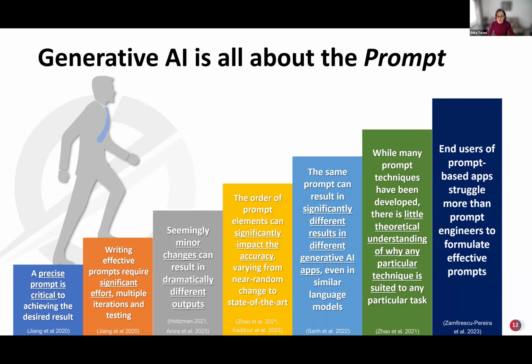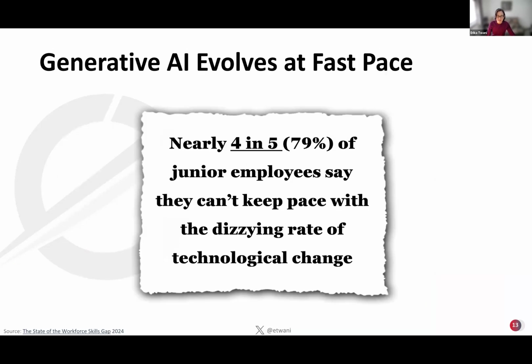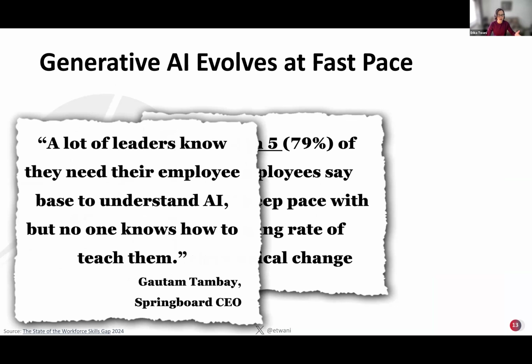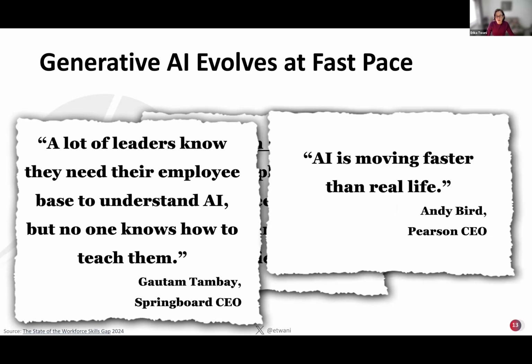Now, the other thing that we need to understand is this. Generative AI evolves at a very fast pace, so fast that nearly 4 in 5 junior employees say they can't keep up with how fast all of these apps are developing. And a lot of leaders know they need their employee base to understand AI, but no one knows how to teach them. And AI is moving faster than real life.